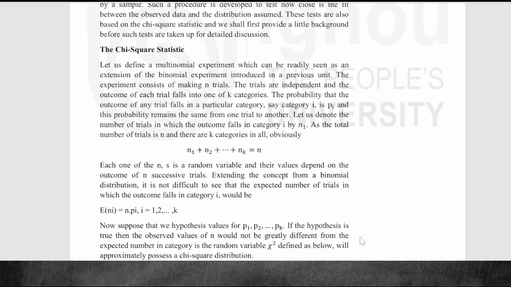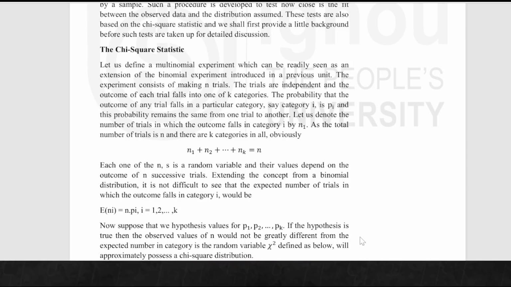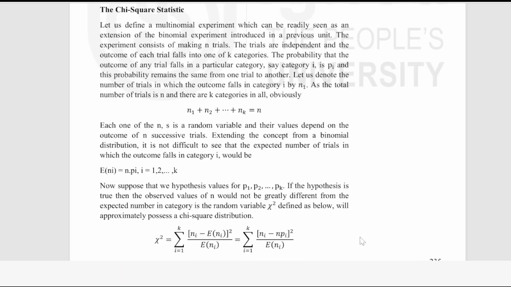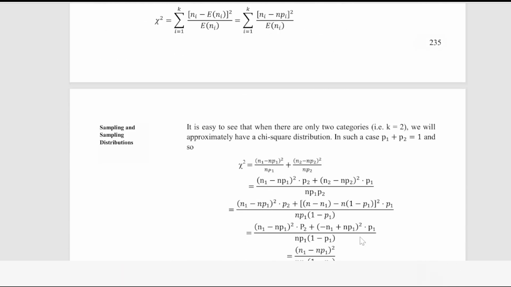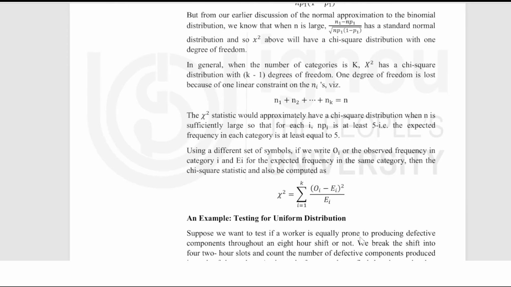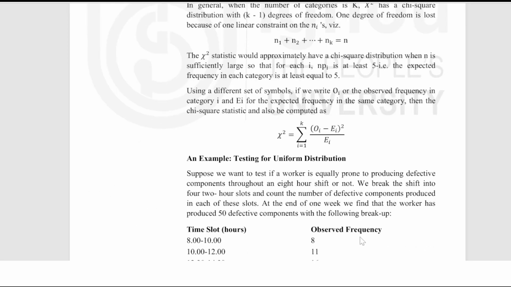Let us define a multinomial experiment, which can be readily seen as an extension of the binomial experiment introduced in a previous unit. The experiment consists of making n trials. The trials are independent and the outcome of each trial falls into one of the k categories. Okay, so here is the equation based on the explanation, and the example is also here.